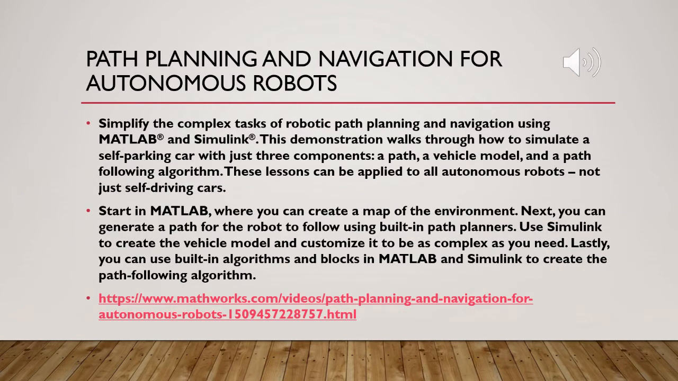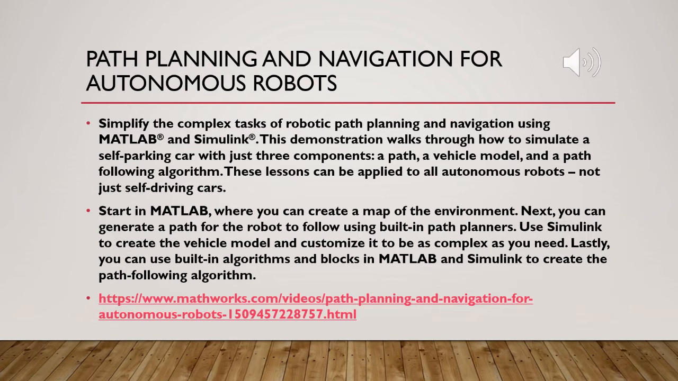In this part of the slide, we are talking about path planning and navigation for autonomous robots. Now, if you see the link below, it's actually a demonstration of how to simulate a self-parking car with just three components. The first one, a path, second, a vehicle model, and a path following algorithm. These three lessons can be applied to all autonomous robots, not just self-driving cars. But how do we do it?